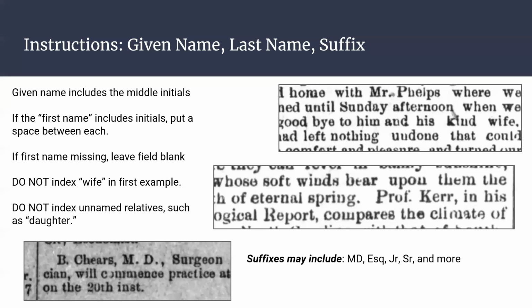Now, down at the bottom clipping, we have an example of a man who has MD at the back of his name. So this is a suffix. So he would be entered as B in the given name, no period, Cheers in the last name, and then in the suffix field, put MD. So suffixes may include MD, Esquire, Junior, Senior, and you'll see more. And when you're indexing suffixes, again, no periods, please. And if the suffix is initials, we would like for you to put those together. There's no need to put a space. So the M and the D would go right next to each other. You would not need to do M space D.